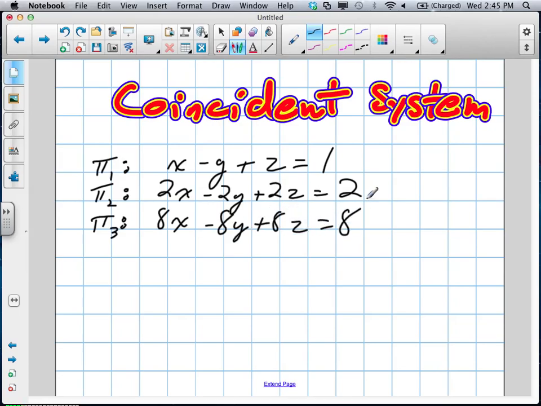Clearly just made them up. But these are all scalar multiples of each other. I can take the first one and multiply it by the number 2 and get the second plane. I could also take the first plane and multiply it by a scalar of 8 and get the third plane. And I can do the same from plane 2 to 3. I can multiply that by 4. So these are all scalar multiples of each other. Clearly all the same system.